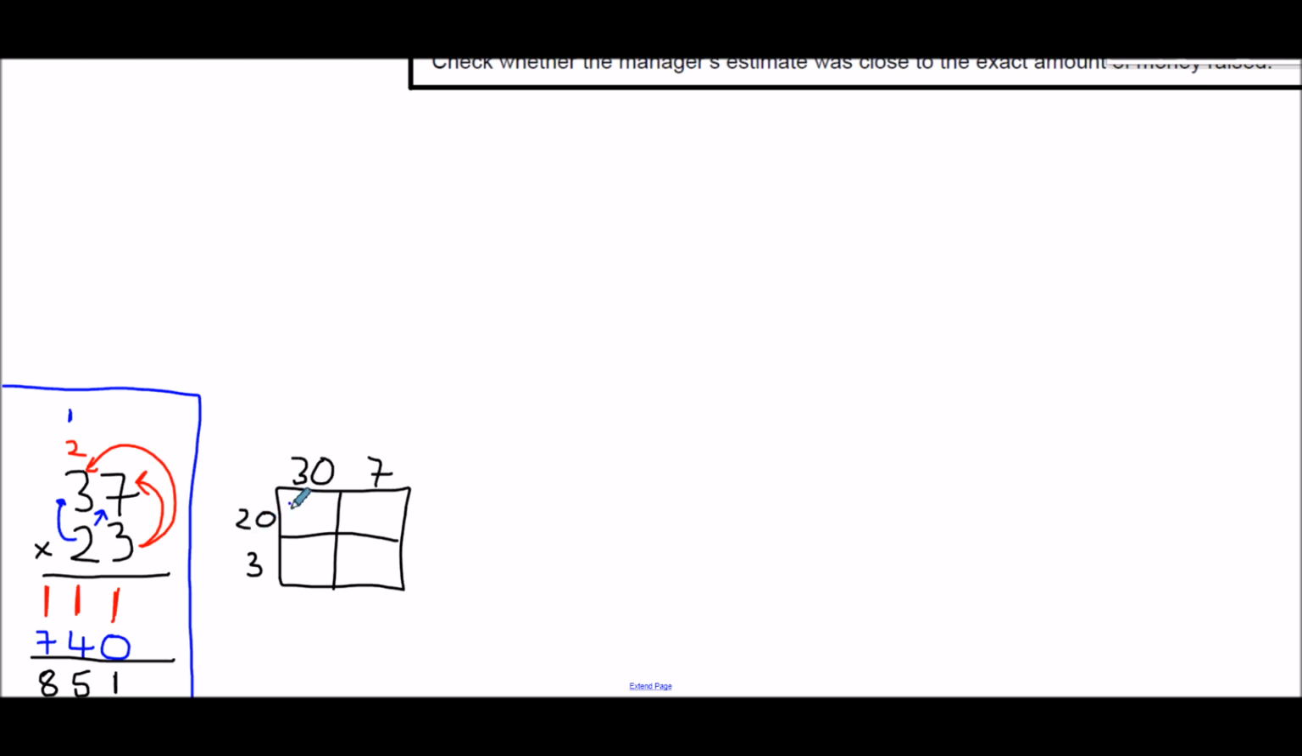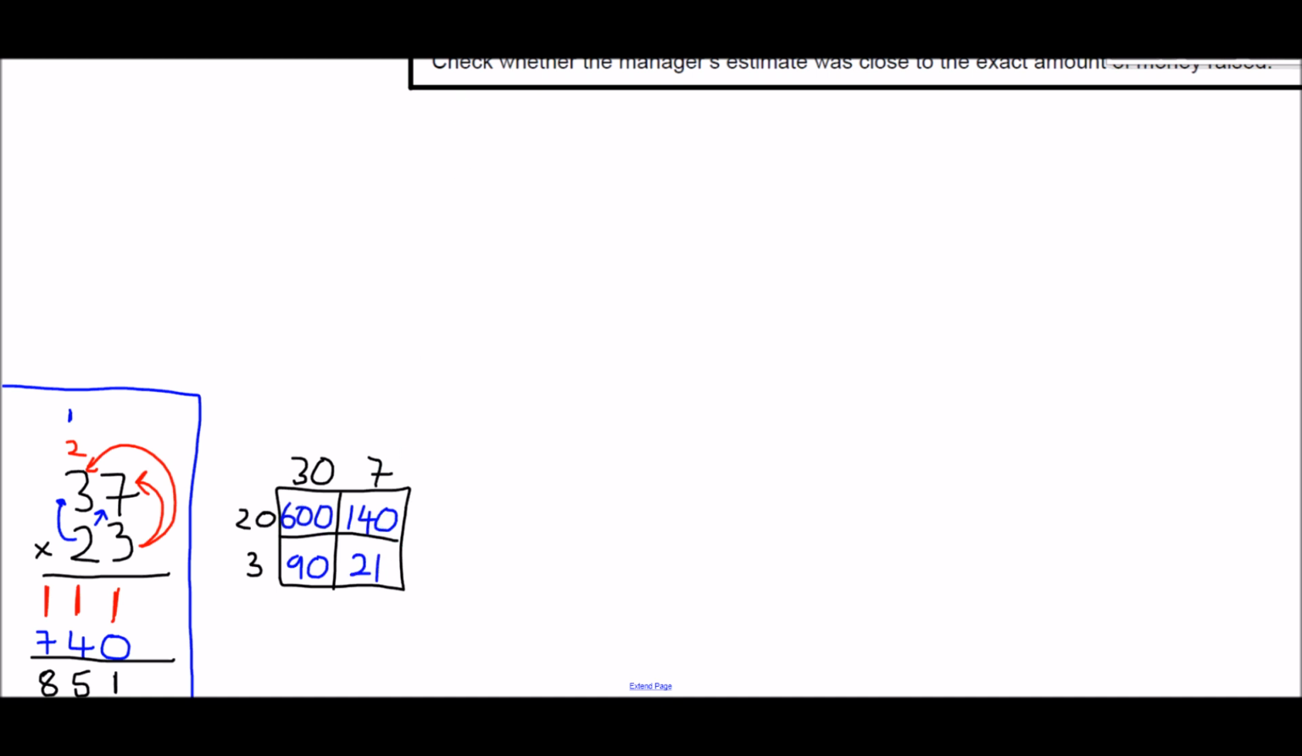2 times 3 is 6. Add on the 2 zeros, gives us 600. This one, 20 times 7. Well, 2 times 7 is 14, plus that 0 gives us 140. 3 times 30 is 90. And finally 3 times 7 is 21.